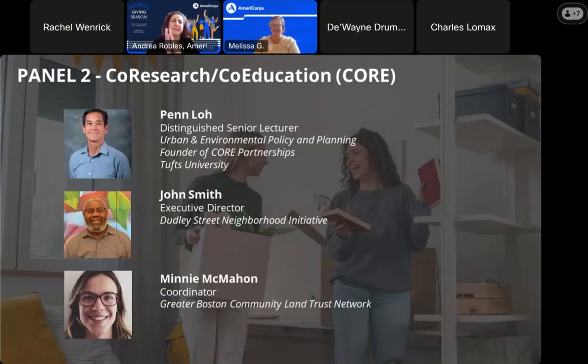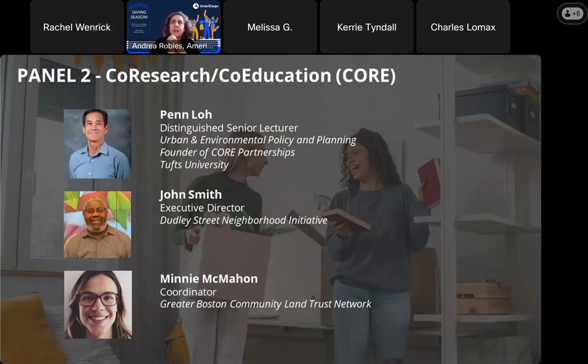Hey, thank you, Melissa. Thank you, Rachel, Duane, and Charles. Always love to hear about your work. So next we will hear about a project in Boston called the Co-Research, Co-Education Core in the Dudley Street Neighborhood Initiative. So first, I'll just introduce the three panelists.